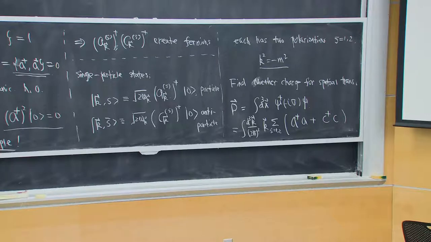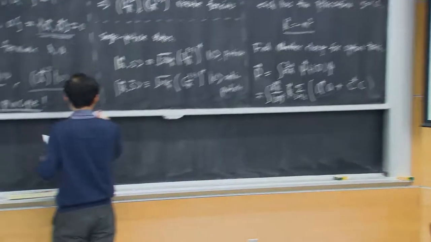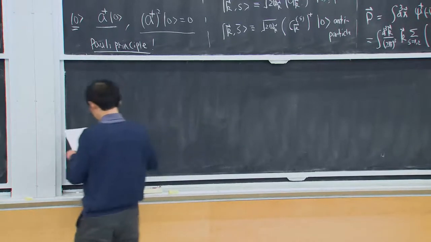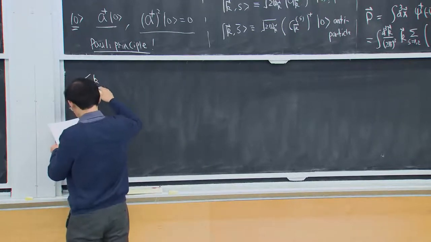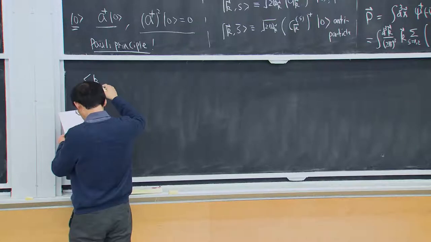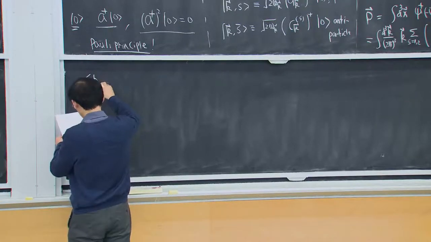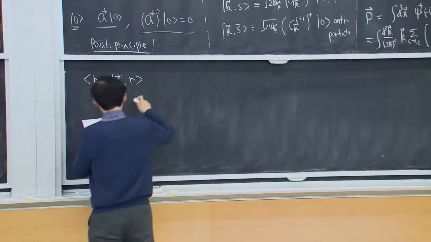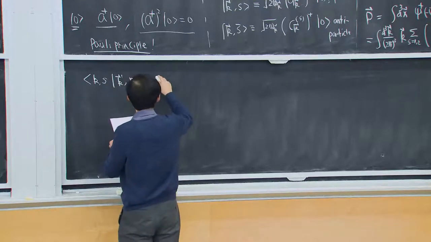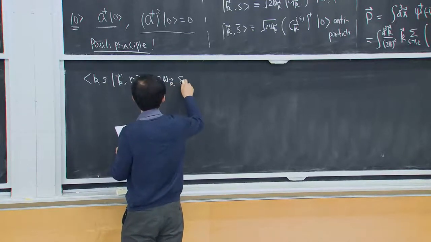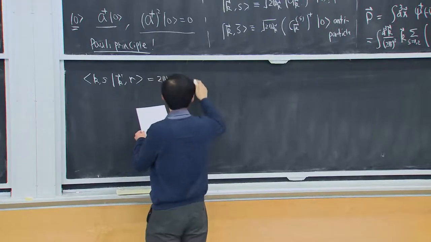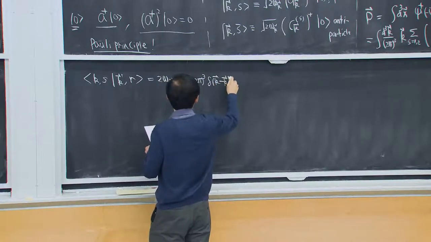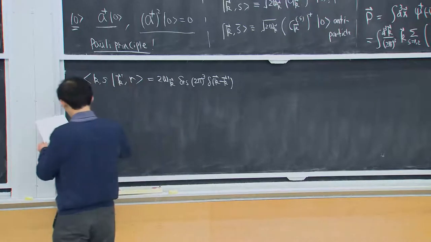We can also define the normalization for those states. These are plane waves, so you can check just by using the commutation relation, and this is given by omega k. And similarly for the antiparticle.